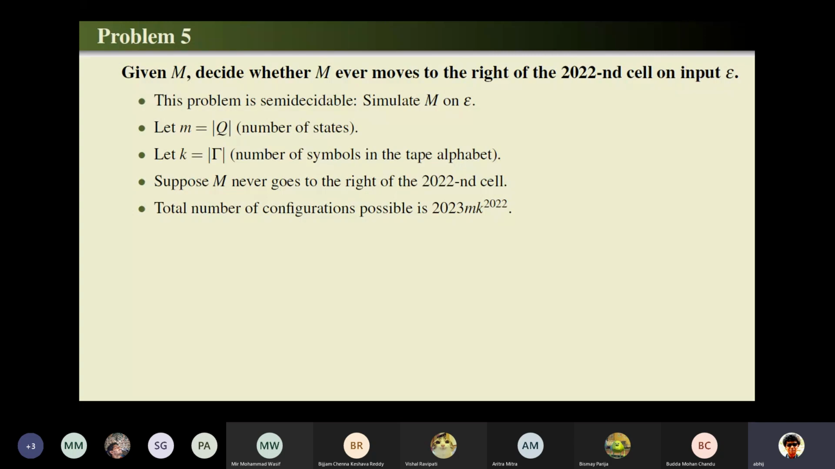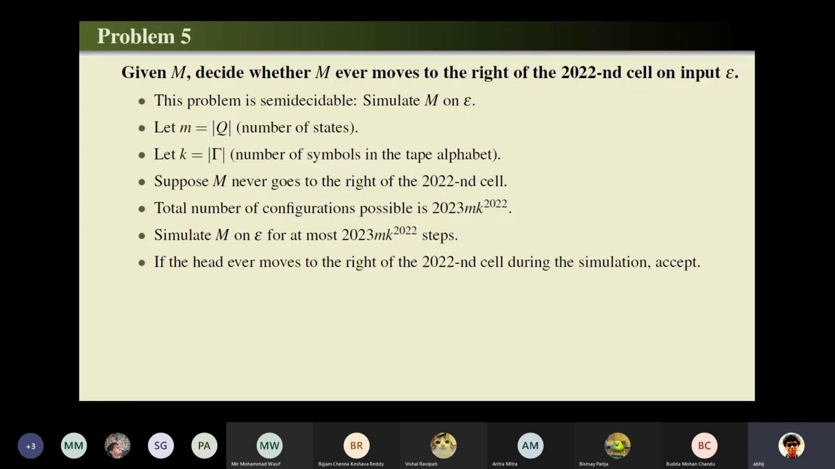So that means the machine has entered an infinite loop. It will keep on moving in that area of the tape and it will never come out. So that's the idea. Simulate m on epsilon for these many steps. If m halts by that time, if the head ever moves to the right of the 20/22 cell, then accept. If m halts by accepting or rejecting without going beyond the 20/22 cell, reject.